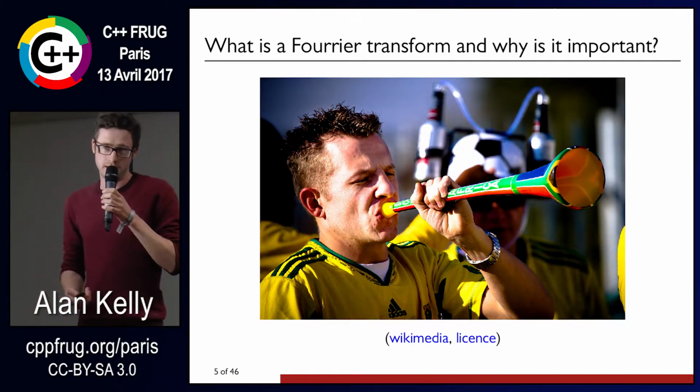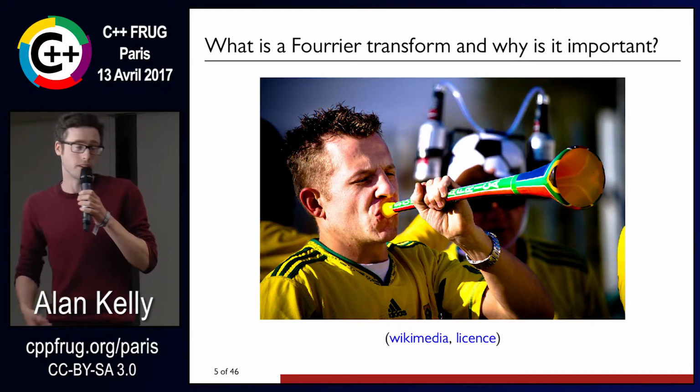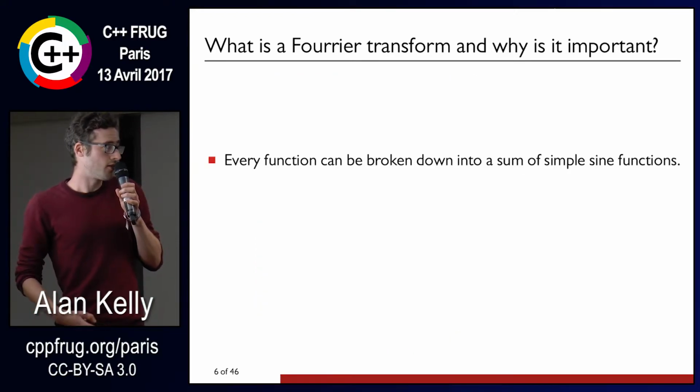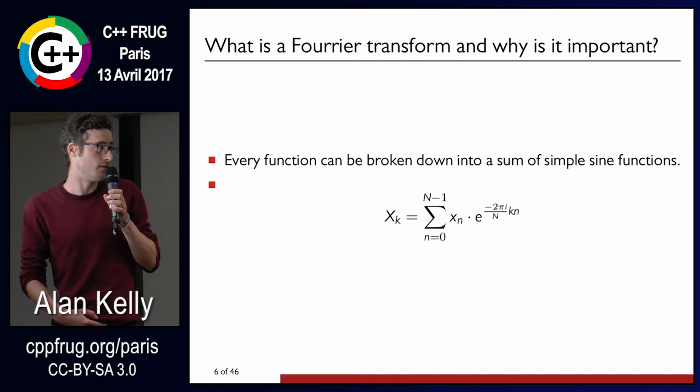So the TV companies, they wanted to filter out this noise somehow. So how did they do it? So the Fourier transform is based on the principle that every function can be broken down into a sum of simple sine functions using this formula here. But what does that actually mean?